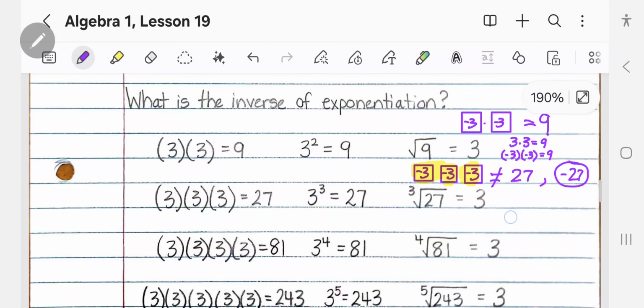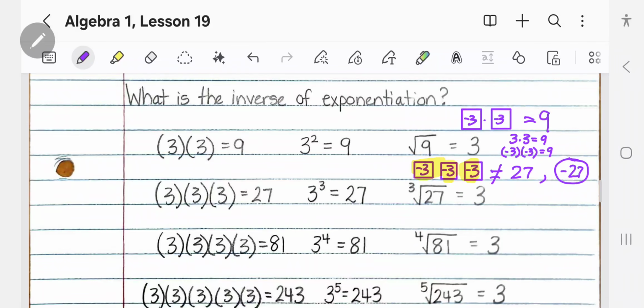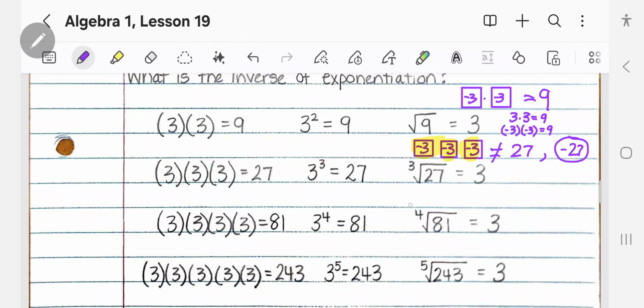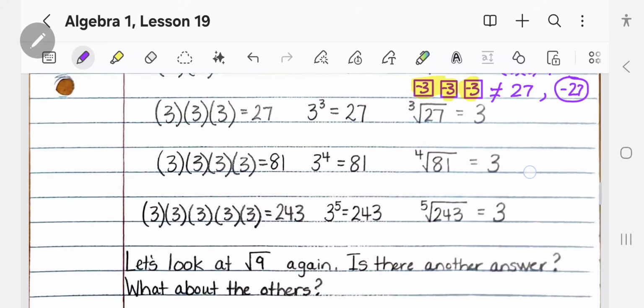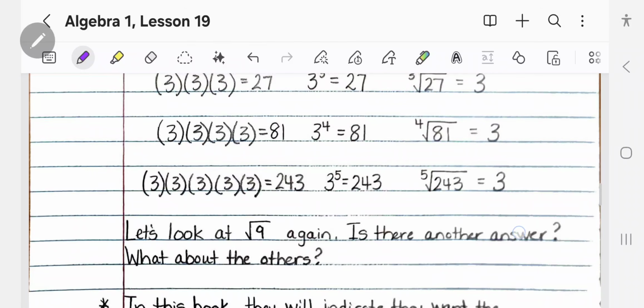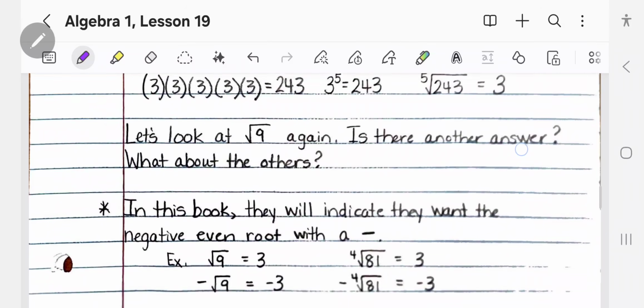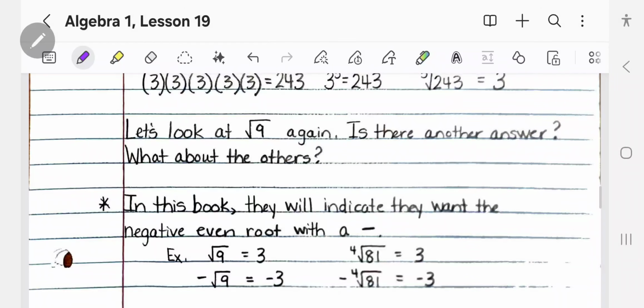Can you make a conjecture? Can you make a guess as to the next ones? Could we put a negative here? Could we put a positive here? What would work? And the book goes further into detail about these. So if you would like to read more in depth about the signs, you may do that. They do make a note that in this book, they will indicate that they want the negative even root when they indicate it with the negative symbol, or the opposite.